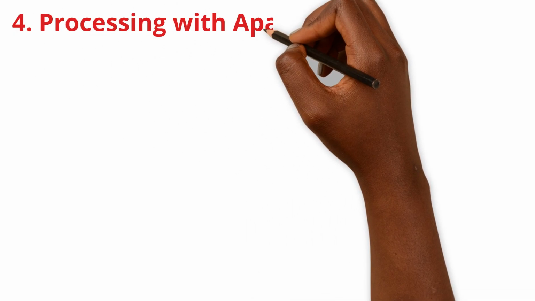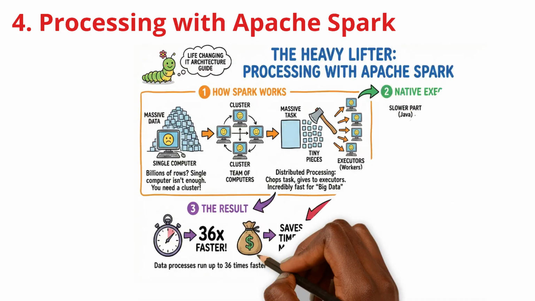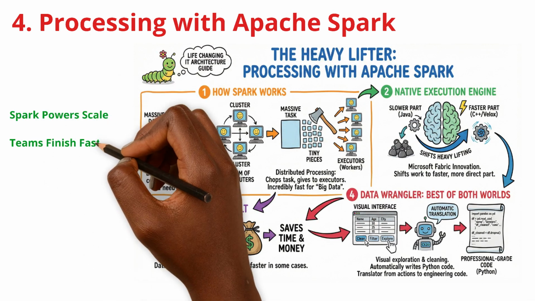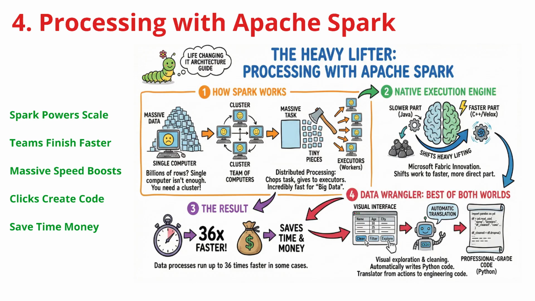When you're dealing with billions of rows of data, a single computer just can't keep up. You need a team. That's where Apache Spark comes in. It's the heavy lifter of Microsoft Fabric, using what we call distributed processing.